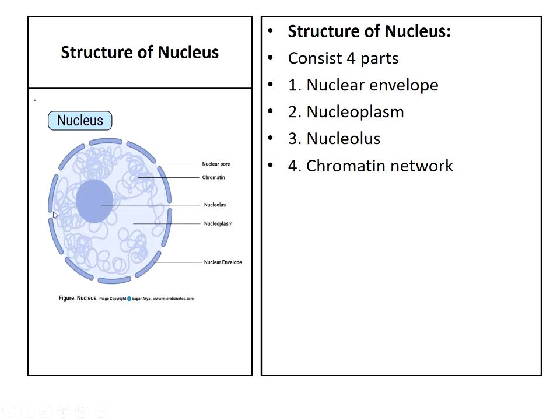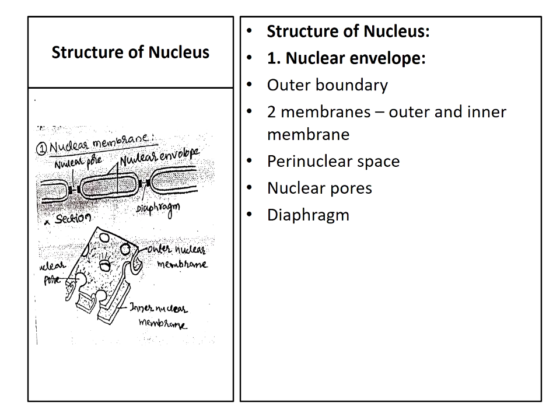So this is the nucleoplasm. And the third one is a nucleolus. So this is the dark part, the spherical part, called as nucleolus. And also the fourth part is chromatin network. So these thread-like structures are called as chromatin network. So in detail, let us know the parts of a nucleus. And the first one is nuclear envelope or nuclear membrane.